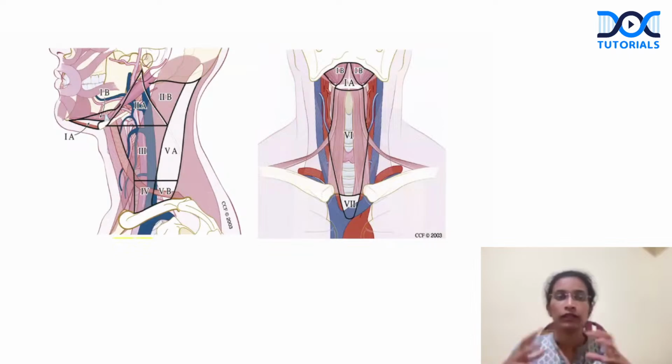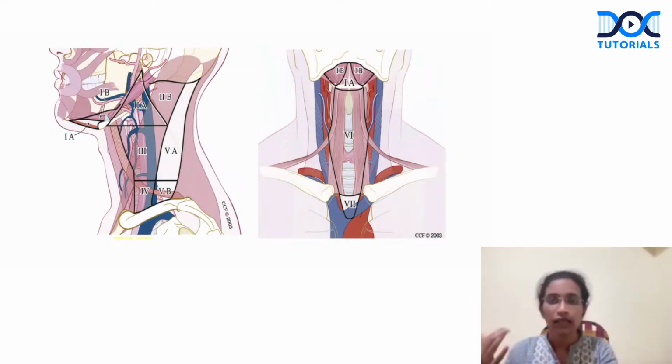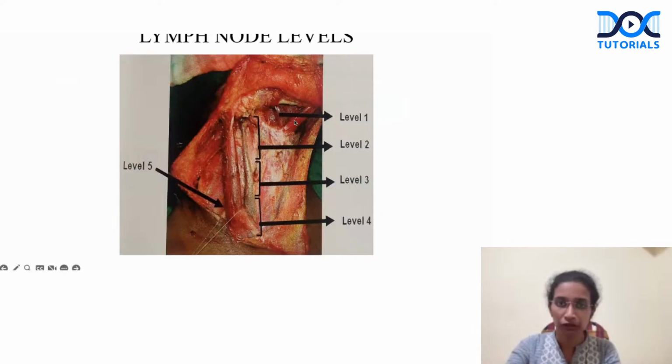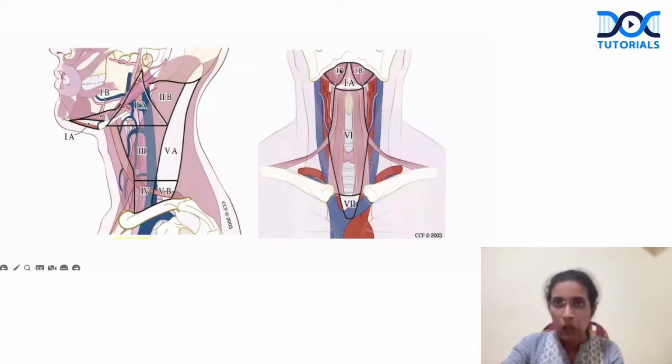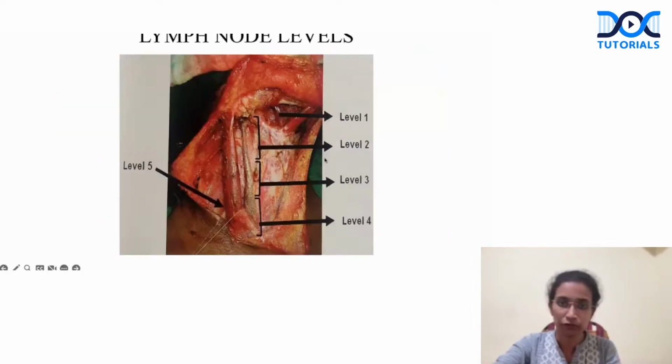Now coming to the nodes, which level of lymph nodes? In general, there are seven levels of neck nodes, and this is just a brush-up. You know all this. So, 1A is submental, 1B is submandibular, and 2, 3, 4 are upper, middle, and lower jugular, and 5 is the posterior triangle lymph nodes, and 6 is the central compartment, including pretracheal and prelaryngeal or Delphian lymph nodes, and the superior mediastinal is level 7 lymph node.